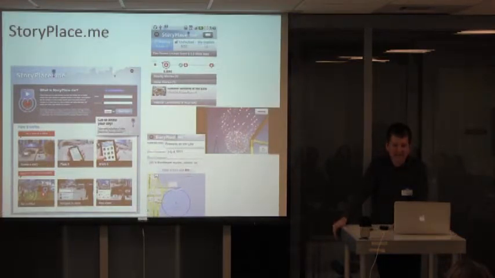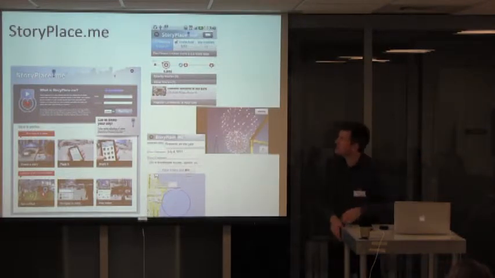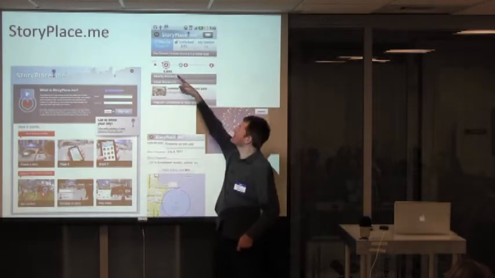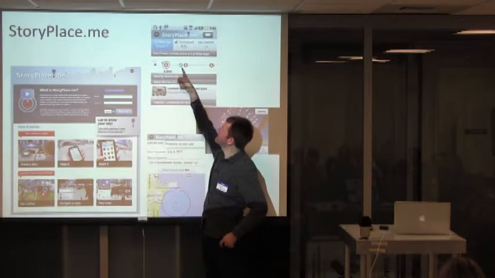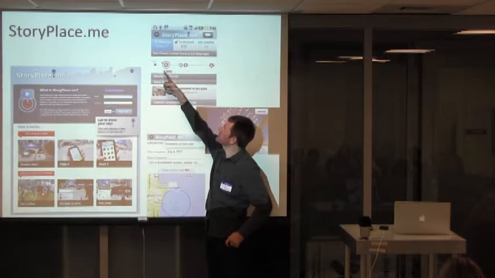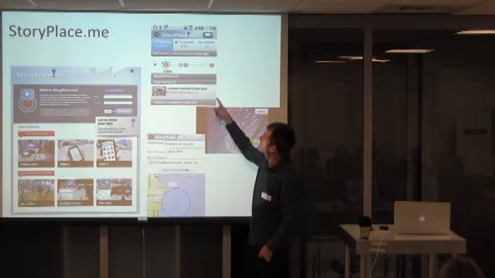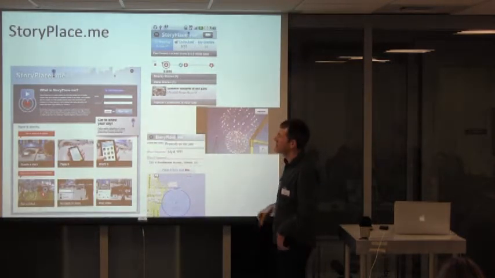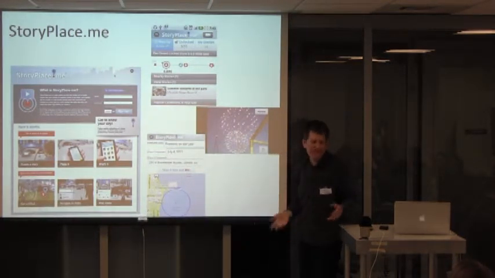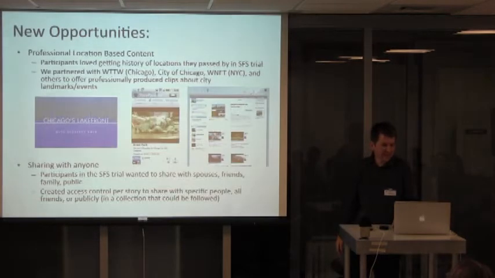So we built this service called storyplace.me that's out there today. Here's just some screenshots from it. It's got this nice little compass interface that shows you stories that are nearby, and ones you haven't found yet, and ones you found. It shows you which way you need to walk to find them. It shows you stories that are close by, and you can click on them and watch them. So in some ways, it's very similar to the Serendipitous Stories concept. But we had some new opportunities as well.